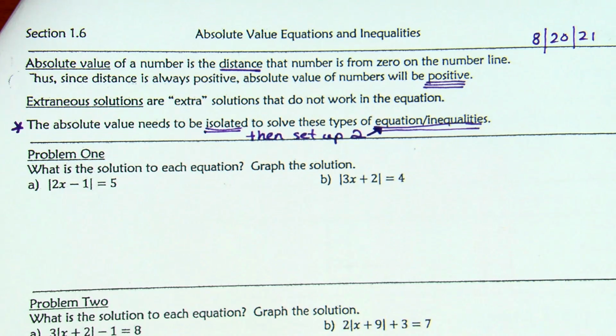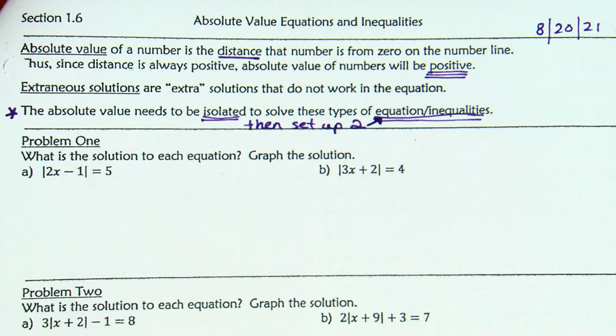What is the solution of each equation? It says graph it. We'll look at graphing on some of these, not all of them. And it says absolute value of 2x minus 1 equals 5. So my first step is, I'm going to even put it over here, step 1. Isolate the absolute value.